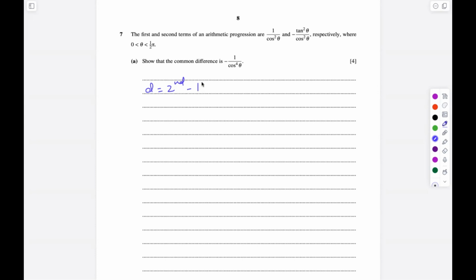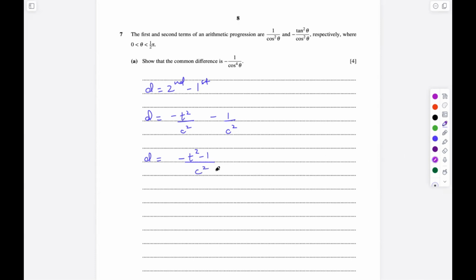So in this case, we can take the difference of the second and the first term. So the common difference will be the second term, which is minus tan squared upon cos squared, minus the first term, which is 1 upon cos squared. So taking the LCM, this will become minus tan squared minus 1 upon cos squared.